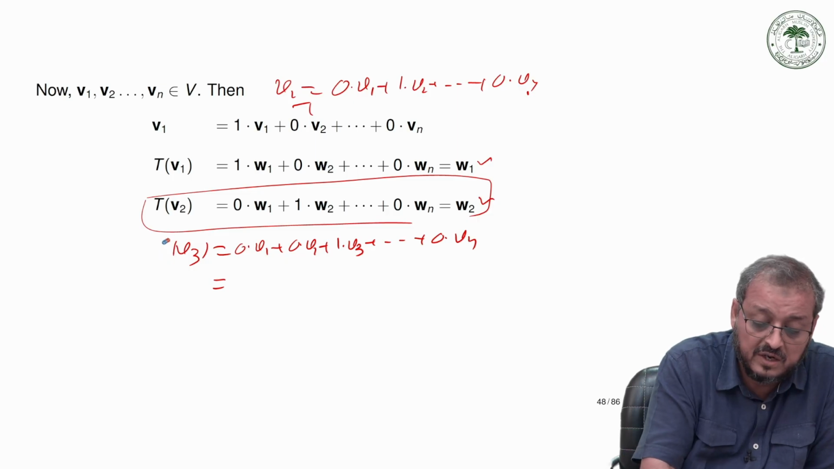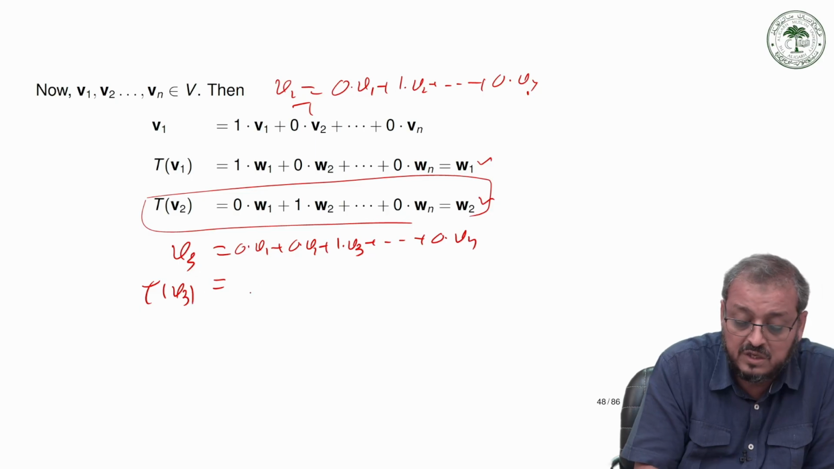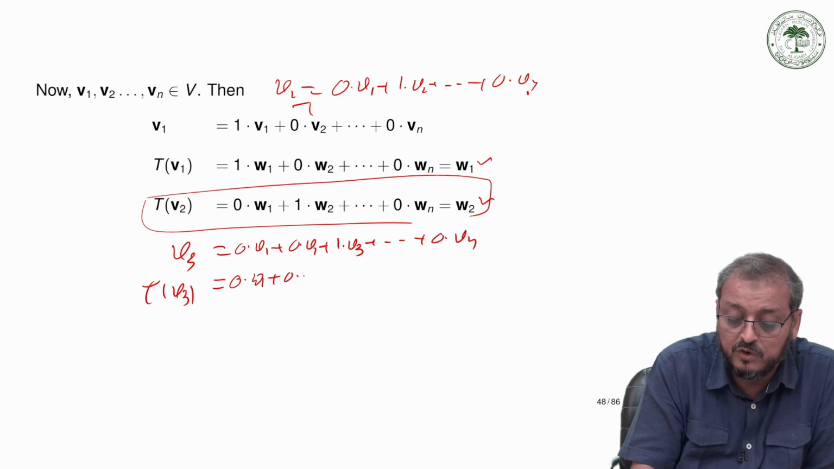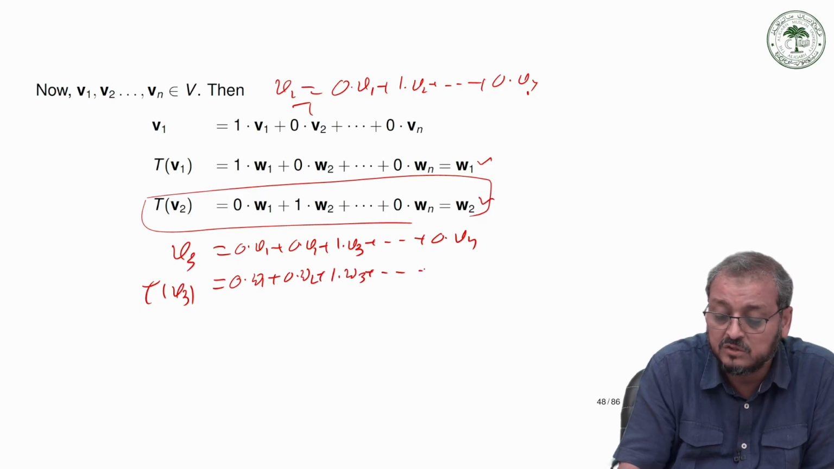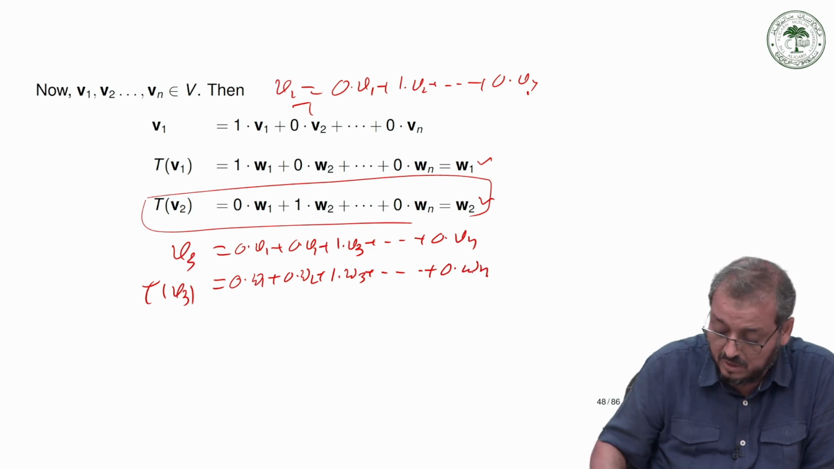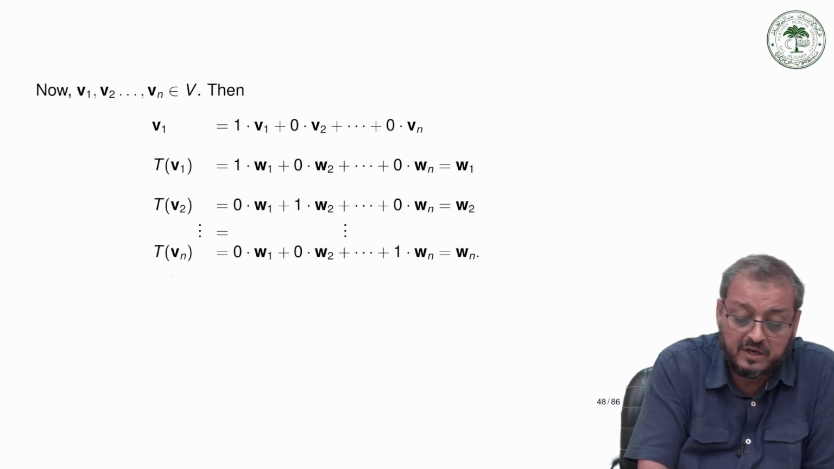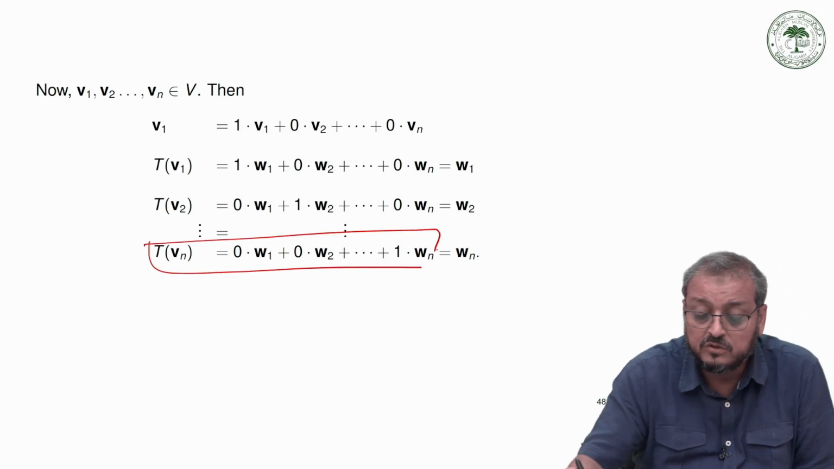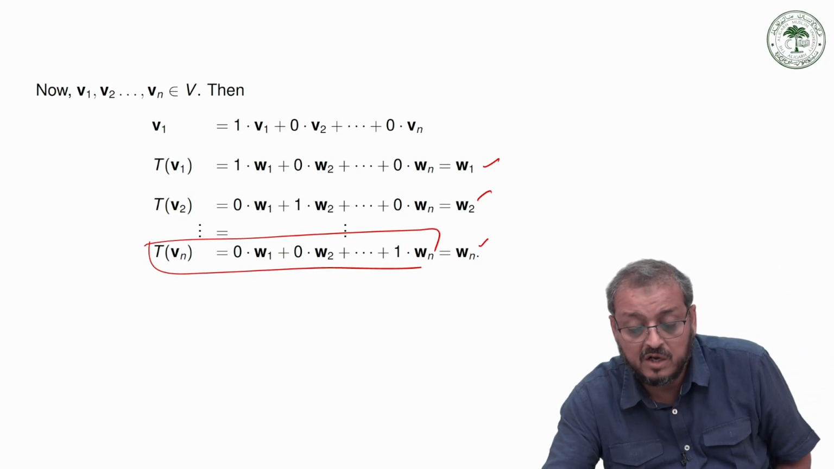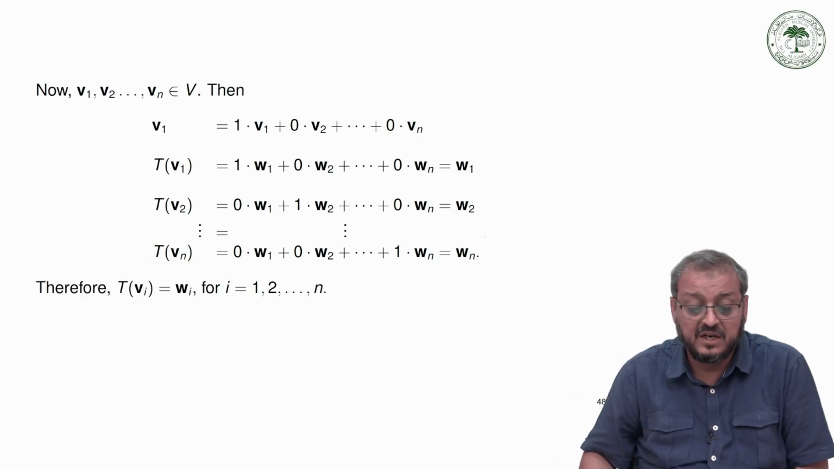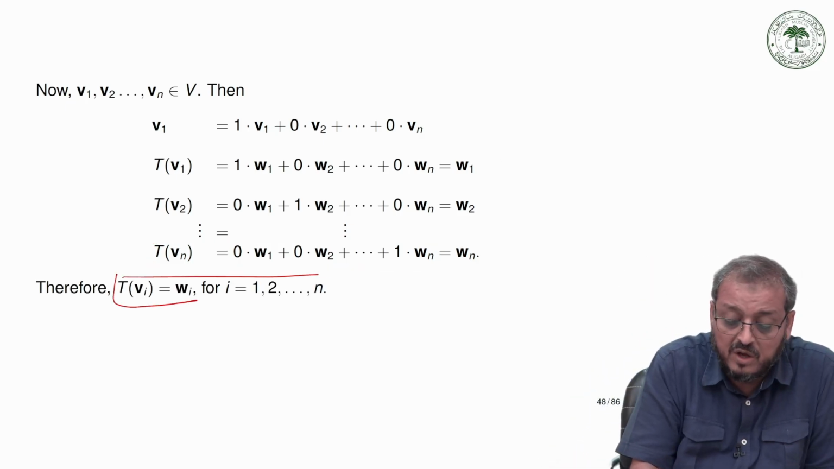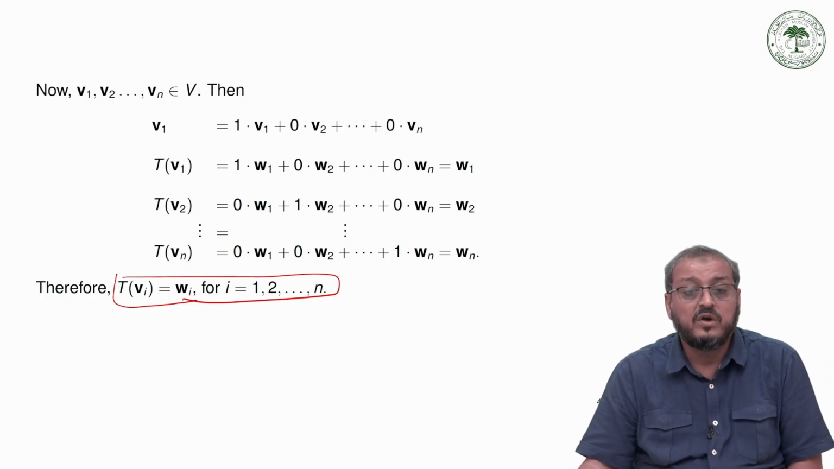Sorry, this we can write: T of v3 can be written as 0 into T of v1, which is w1, 0 into T of v2, which is w2, plus 1 into T of v3, which is w3, and so on, 0 into wn. So in the same fashion we go up to the n terms. We take vn in this form, which is equal to w1, w2 up to wn, and so we say that T of vi is equal to wi for each i running from 1 to n.